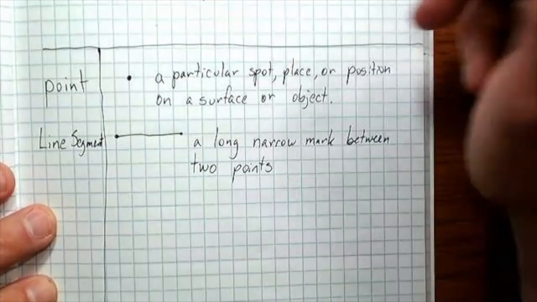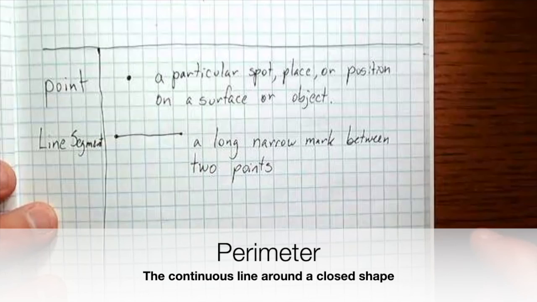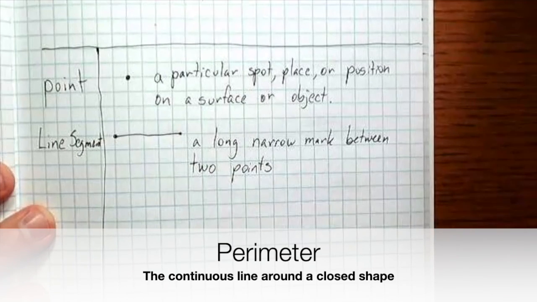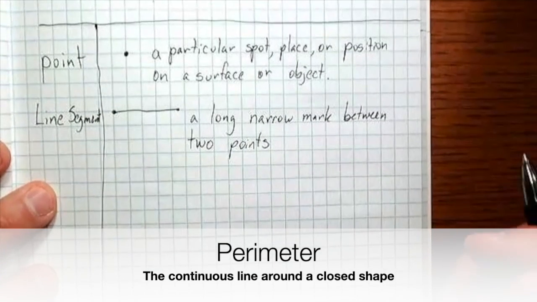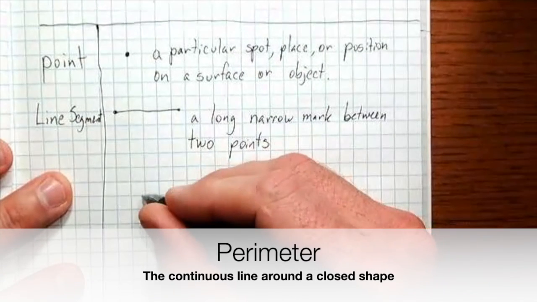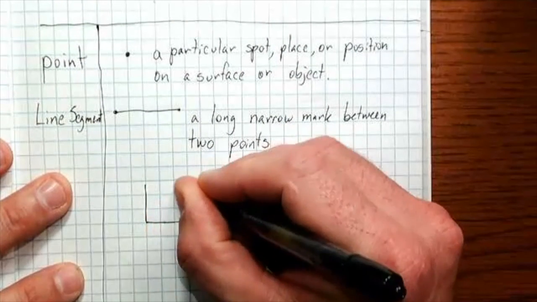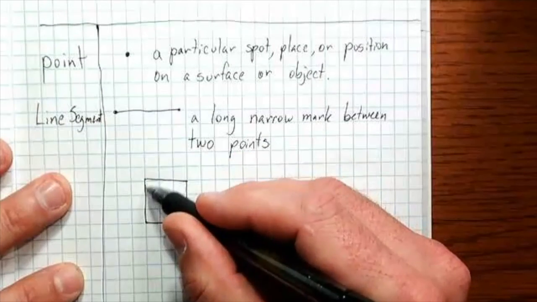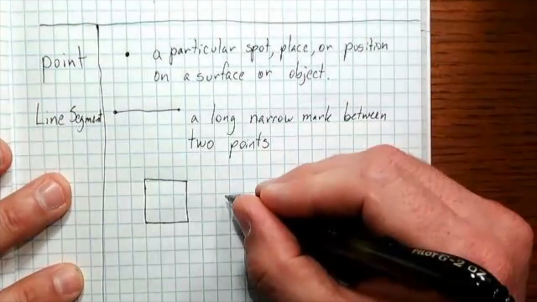So finally, what is perimeter? Perimeter is the continuous line around the outside boundary of a closed shape. Around a closed shape. That's very important. In other words, this is a square and there's no opening between the inside and the outside. This is a closed shape.